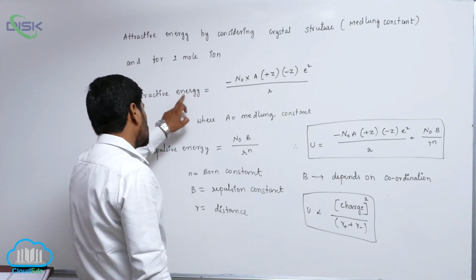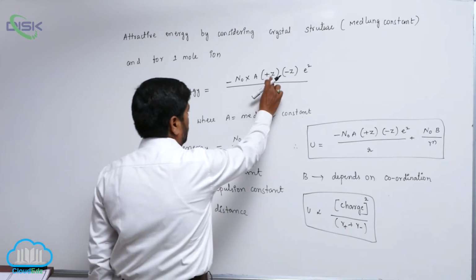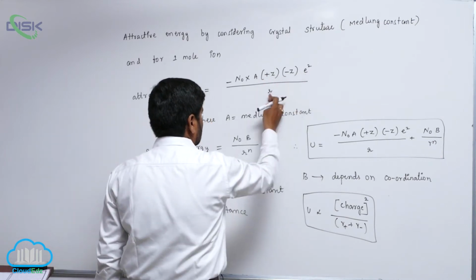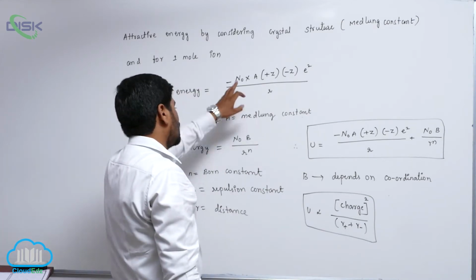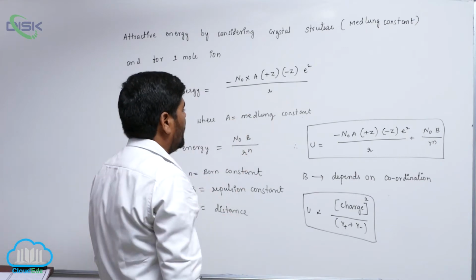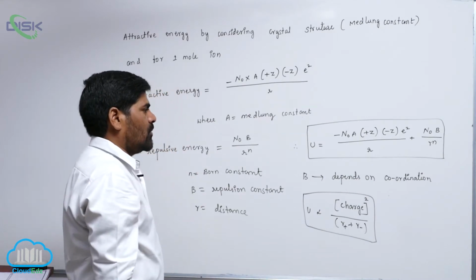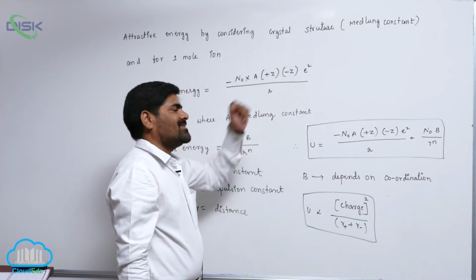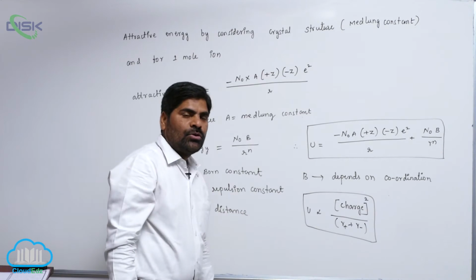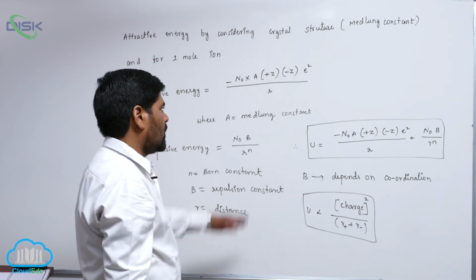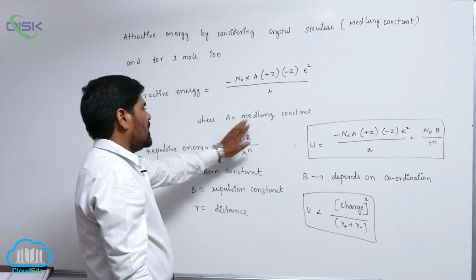So the attractive energy equals N0 into A into plus Z minus Z into e square by R, where N0 equals Avogadro number, A equals Madelung constant, plus Z equals the charge of the cation, minus Z equals the charge of the anion, e equals the charge of the electron, and R equals the distance.